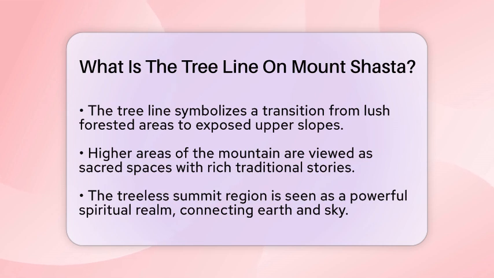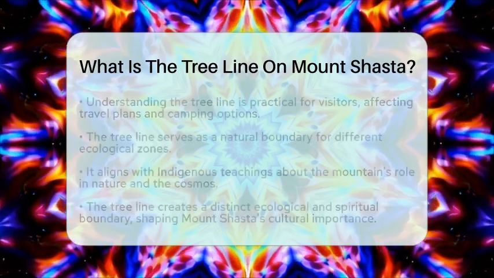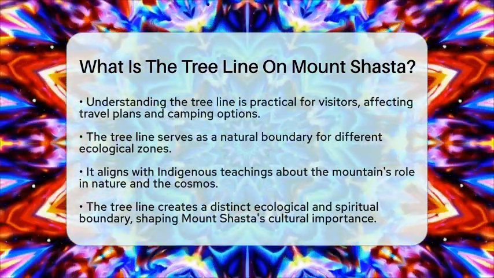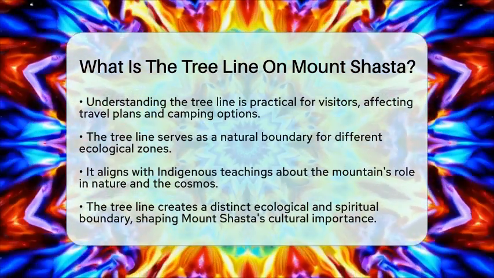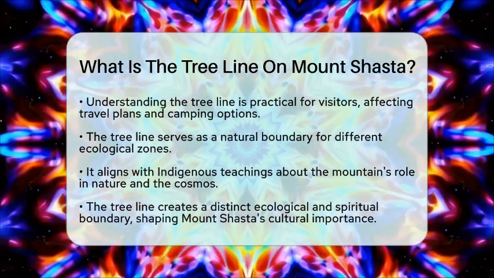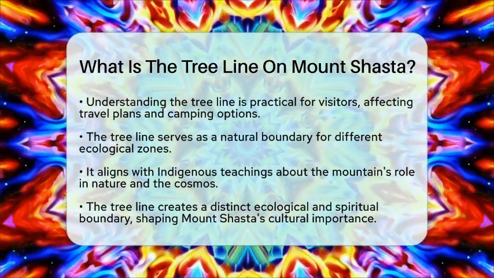Visitors and pilgrims to Mount Shasta find that understanding the tree line is both practical and symbolic. It indicates where the forest ends and where the more challenging alpine environment begins. This knowledge can affect travel plans, camping options, and spiritual practices on the mountain. The tree line also serves as a natural boundary for different ecological zones, aligning with Indigenous teachings about the mountain's role in the balance of nature and the cosmos.